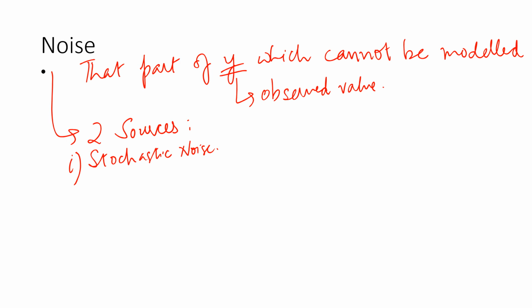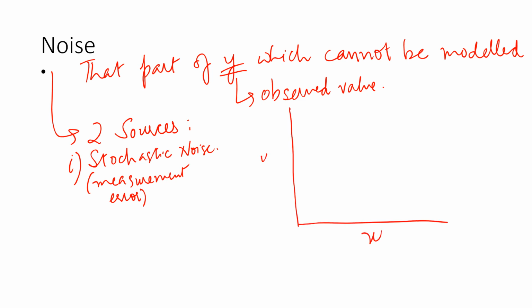Okay, let's try to understand what is this stochastic noise, also called the measurement error. If you got confused with that term, it's nothing but the measurement error. Fine. Okay, so let's look at a regression setting where again I have this one-dimensional x and y, and let's say this is my target function f of x.